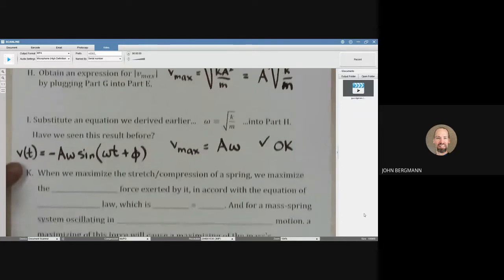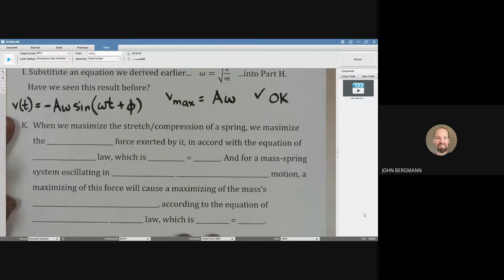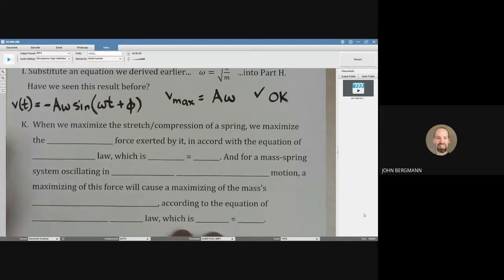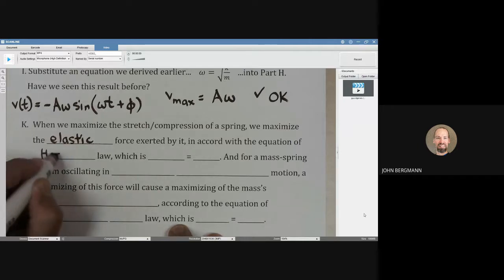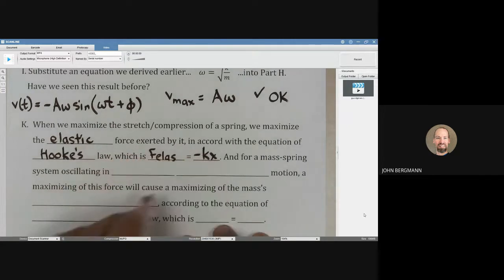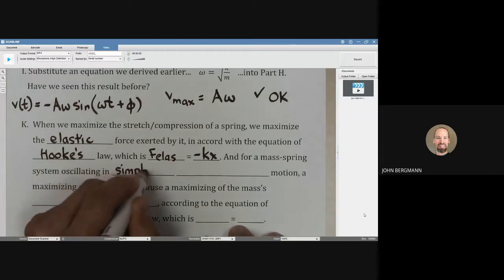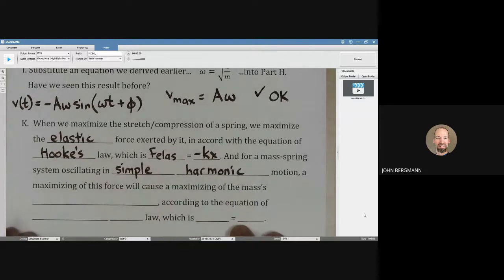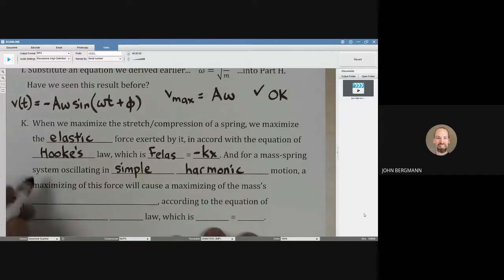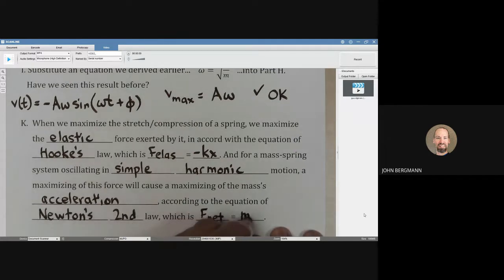That looks pretty good. Let's finish up with a little bit of fill in the blank. When we maximize the stretch or compression of a spring, we maximize the elastic force exerted by it in accord with the equation of Hooke's law, which is F elastic is equal to opposite kx. And for a mass spring system oscillating in simple harmonic motion, a maximizing of this force will cause a maximizing of the mass's acceleration, according to the equation of Newton's second law, which is F net is mass times acceleration.